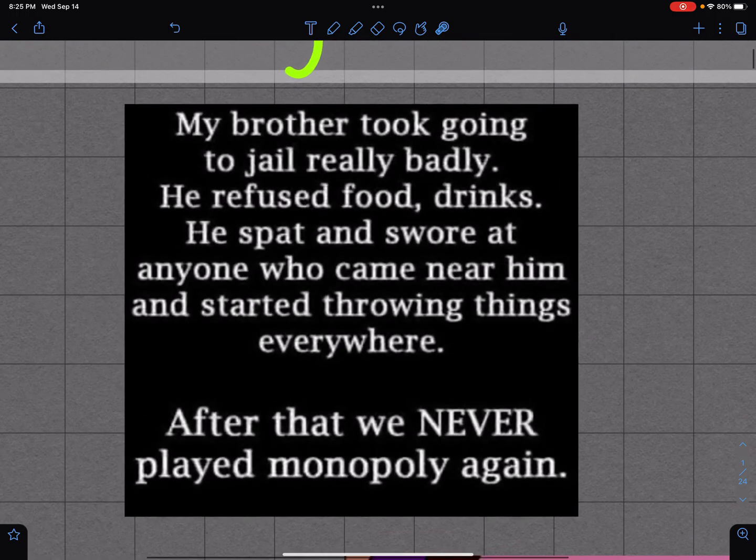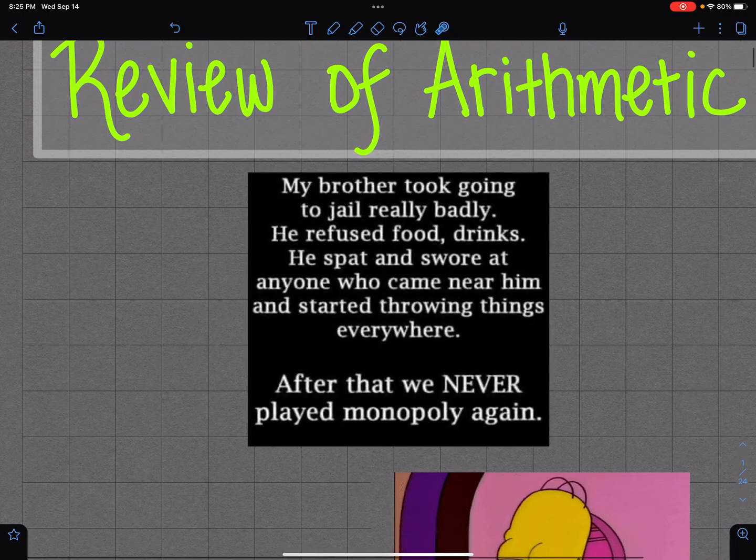First of all, let's read this together. My brother took going to jail really badly. He refused food, drinks, he spat and swore at anyone who came near him and started throwing things everywhere. After that, we never played Monopoly again. So he didn't really go to jail. He just went to jail in Monopoly. But it can be a little bit of a disturbing game.